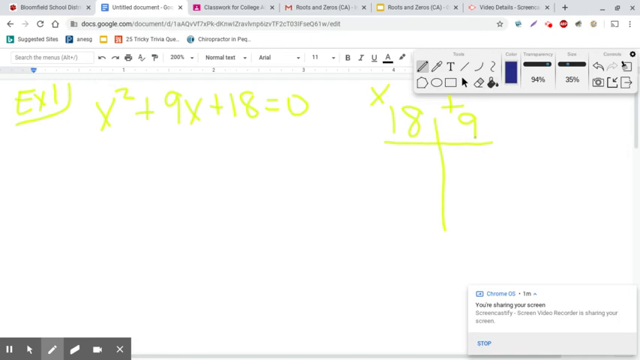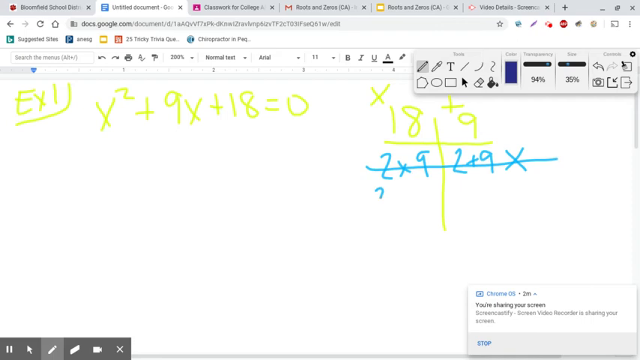So, we can guess and check. I like to start out with 2, because most numbers are divisible by 2, and if not, they're divisible by 3. So 2 times 9 gives me 18. But 2 plus 9 is not 9. So right off the bat, guys, I know my answer can't be a 2 and a 9. So let's go to the next one.